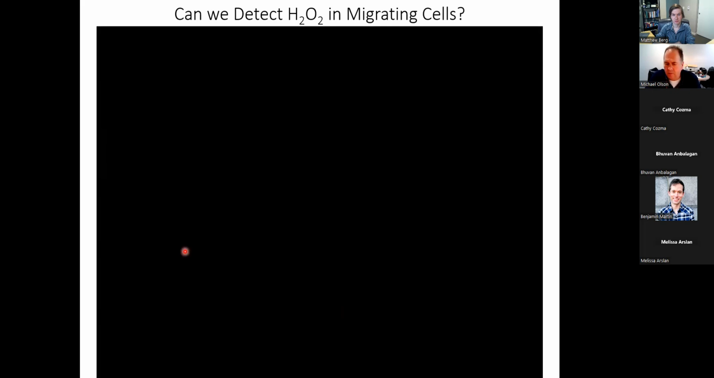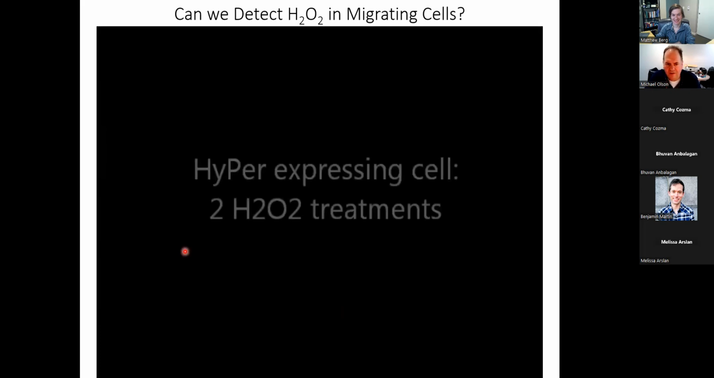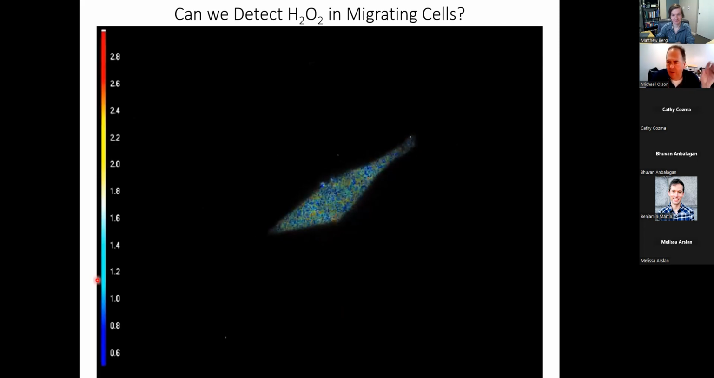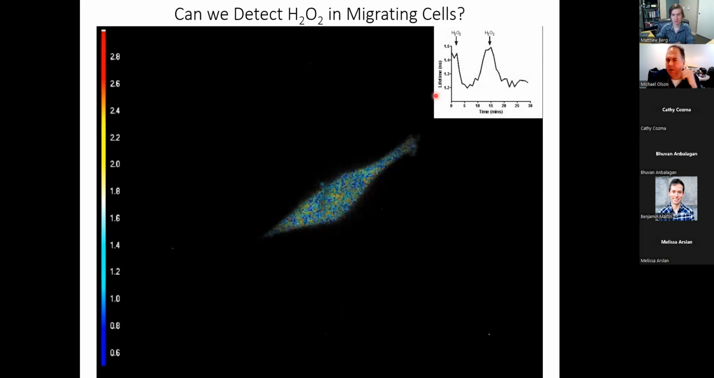So this film, which should play, it should load. Okay. It's a cell expressing HYPER, and it's been given 2 hydrogen peroxide doses into the medium. And what you could see is that this thermometer here is basically showing fluorescence lifetimes, and the warmer colors were shifted to the colder colors by those 2 hydrogen peroxide treatments. And this is what it looks like in terms of quantifying this.